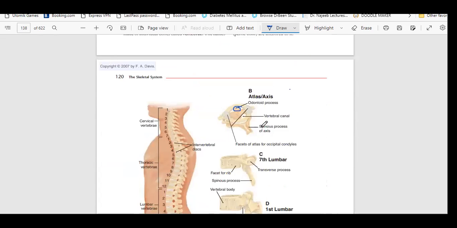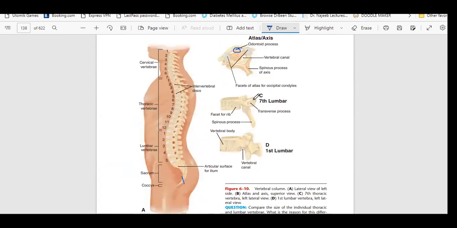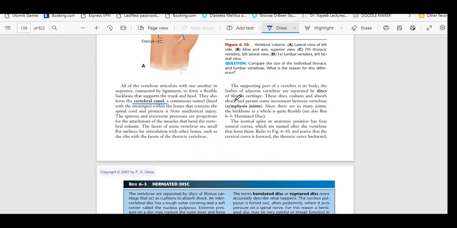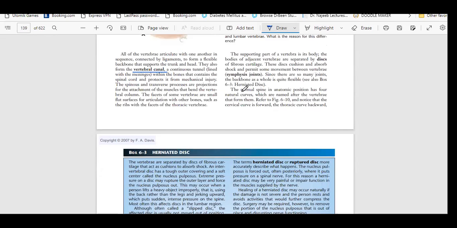The spinous and transverse processes are projections for the attachment of the muscles that bend the vertebral column. So these are the spinous process and transverse process. Muscles are attached to those processes. The facets of some vertebrae are small, flat surfaces for articulation with other bones. So some facets will articulate with each other, and with ribs, in the thoracic vertebrae.